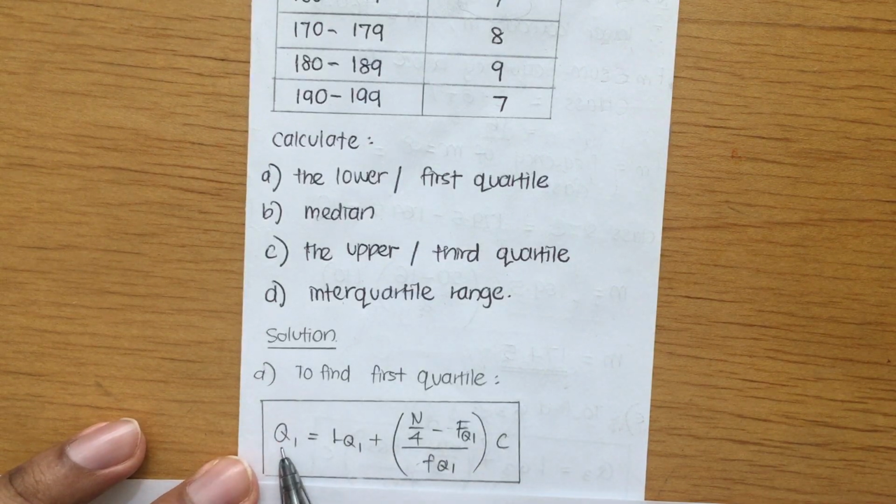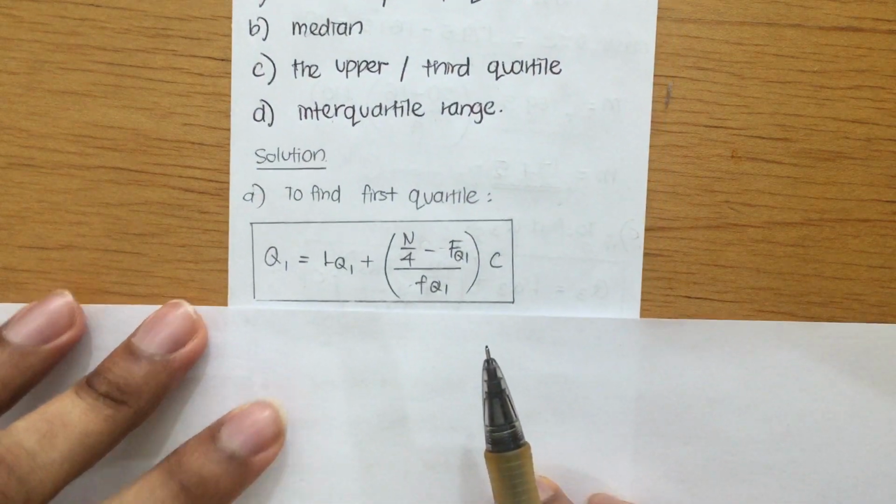So Q1 is actually the first quartile guys. LQ1 is actually the lower boundary of the first quartile. N is the total number of frequency. Capital letter F represents your cumulative frequency before your first quartile class, divided by the small letter f Q1, which represents your frequency of that particular Q1 class, and then you times with the class size over here. Okay, let us proceed to find.